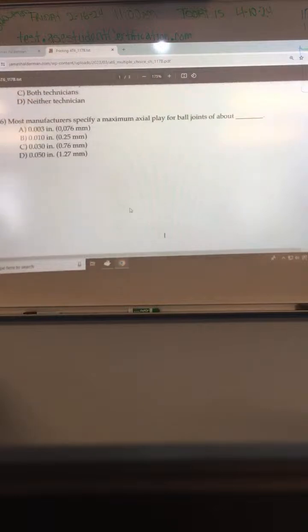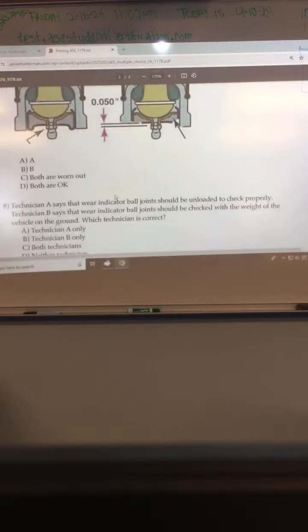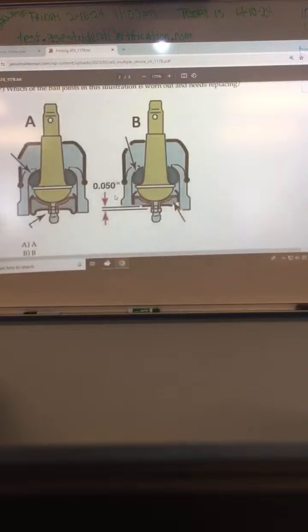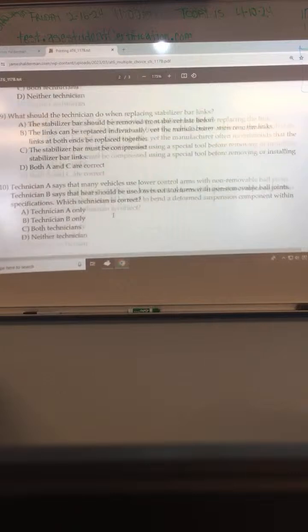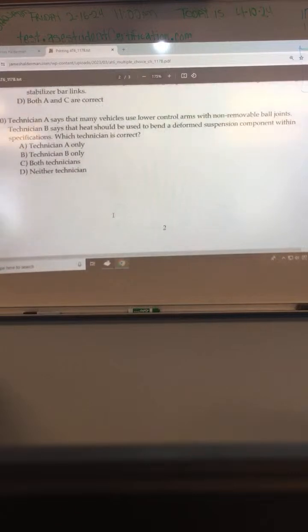6, anybody remember this one? Manufacturer specified maximum axial. D, yeah, 50,000. We did that question? No, we didn't. Or did we? Yeah, it's A. Where are the ball joints? We did that one.